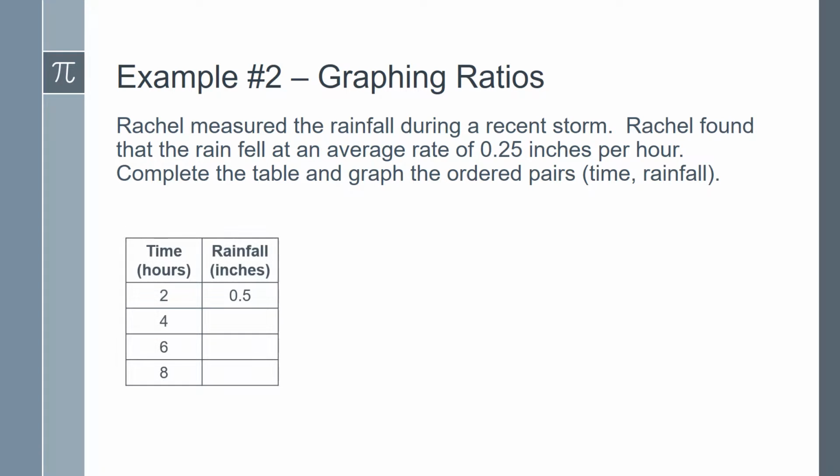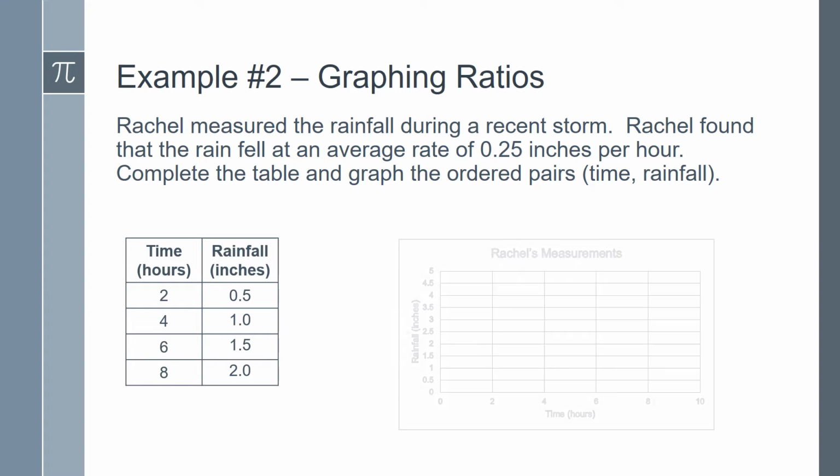So we set up our table, and notice that this time I increased the hours by 2 each time rather than 1. So after 2 hours, we have a 1/2 inch of rainfall, 4 hours, 1 inch, 6 hours, 1 1/2 inches, and 8 hours with 2 inches of rainfall. Now we set up our graph.